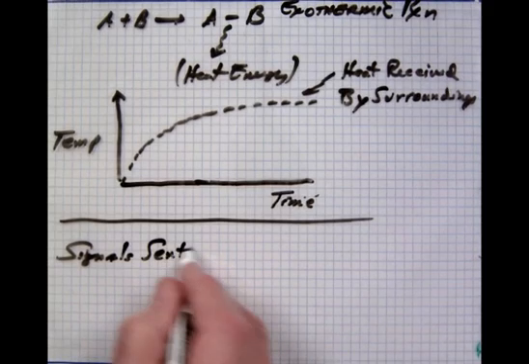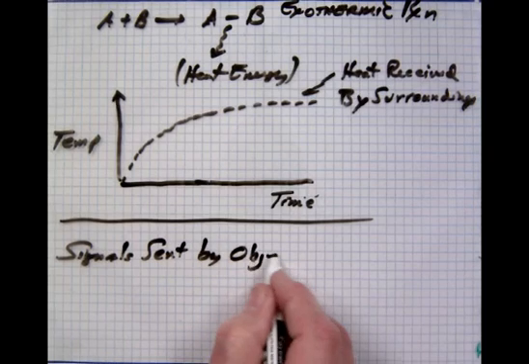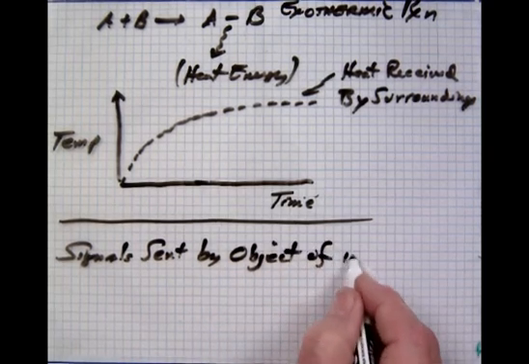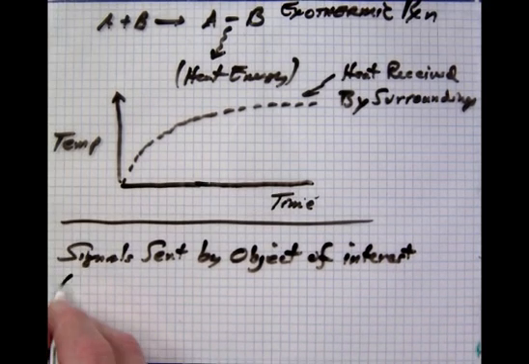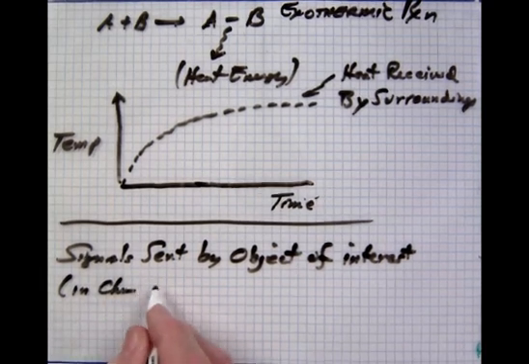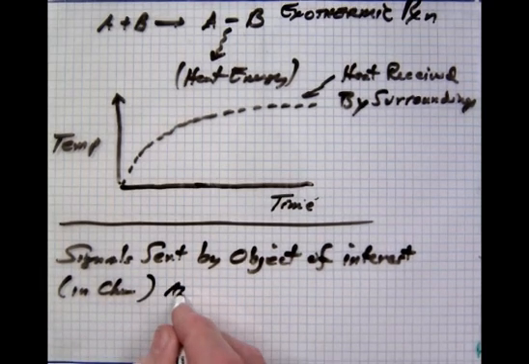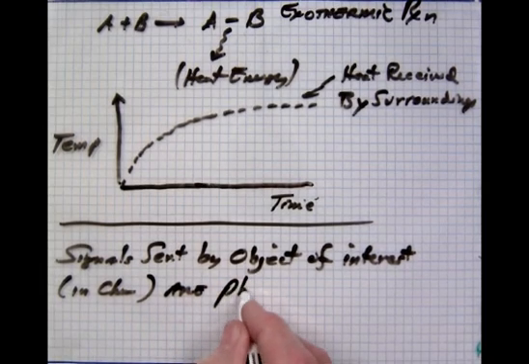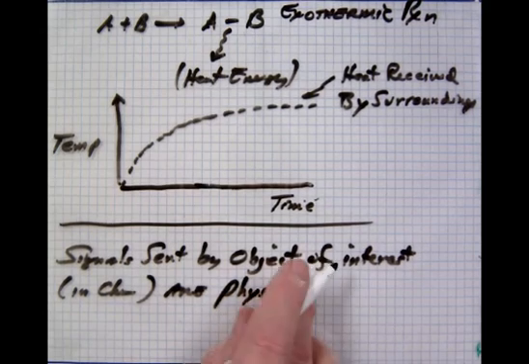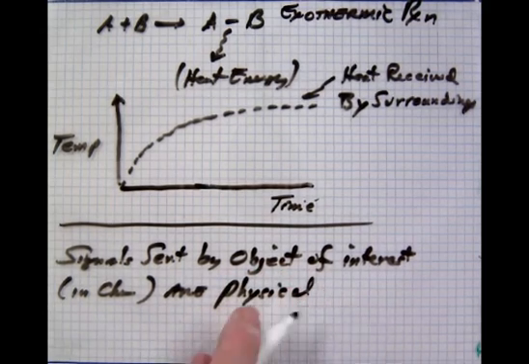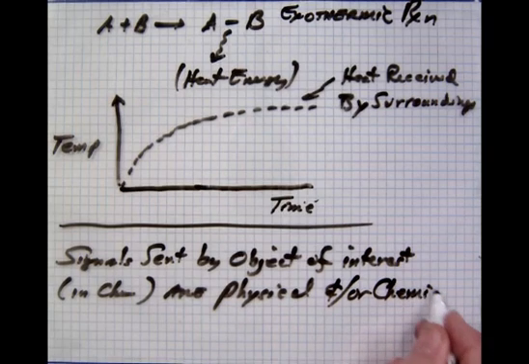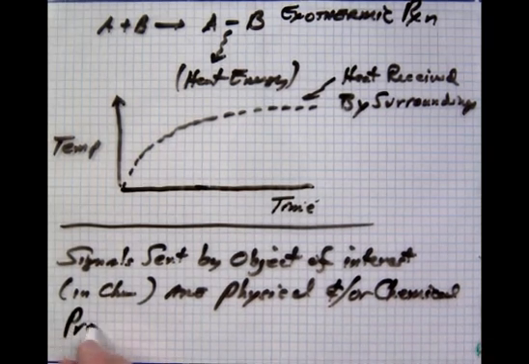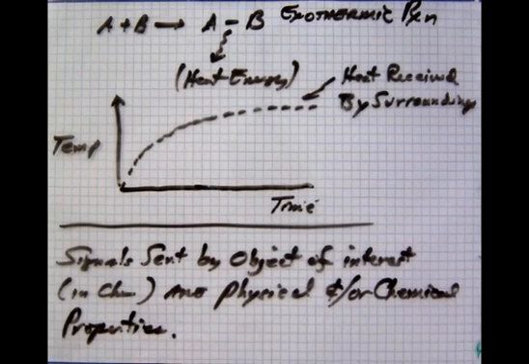sent by the object of interest in chemistry, as an example, are physical and/or chemical properties of the matter. Physical or chemical properties of matter.